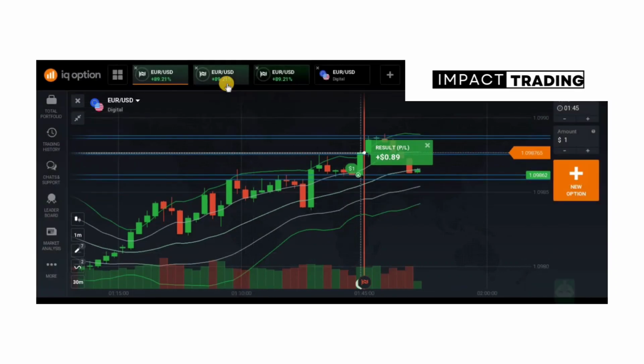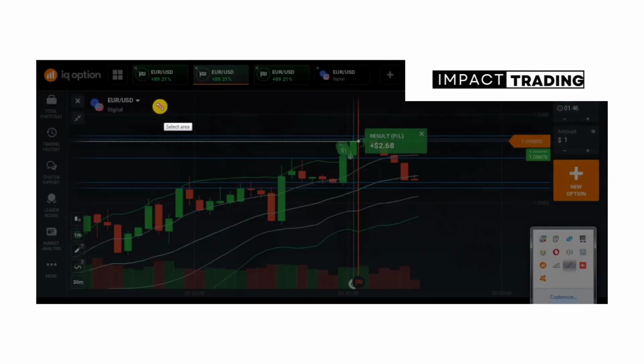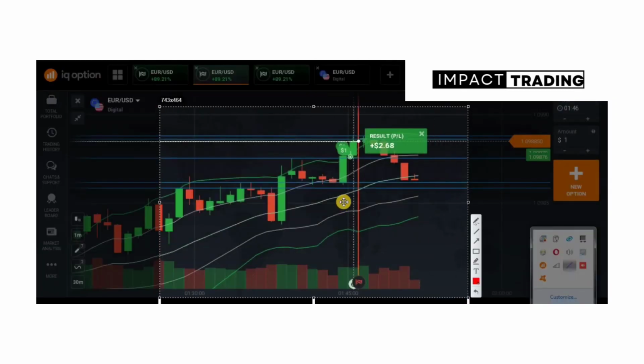The next trade, the same scenario. Now we're seeing this huge breakout candle here, also with a high volume. You see this candlestick breakout from this resistance, and look, high volume.